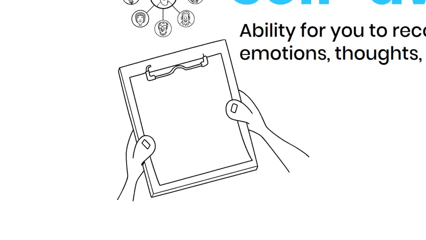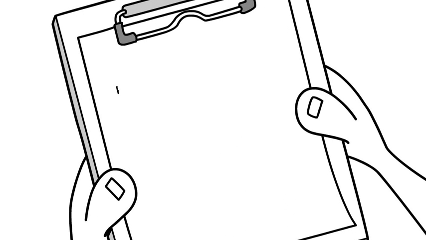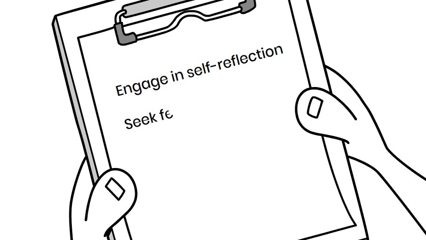To enhance self-awareness, use these techniques. Engage in self-reflection. Observe and contemplate your thoughts, feelings, and actions without judgment. Journaling can be helpful in identifying patterns, triggers, and responses in different situations. Seek feedback. Have open conversations with trusted people and ask for their insights on your strengths and areas for improvement.